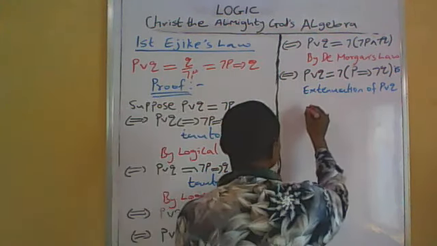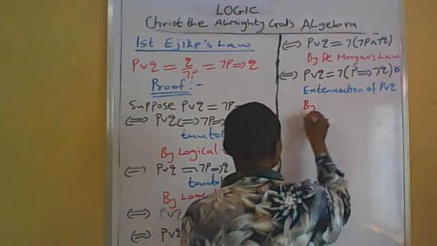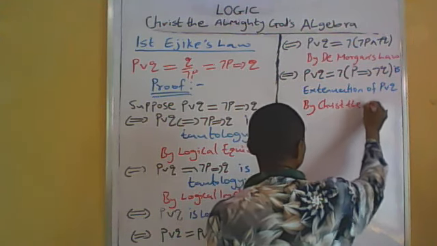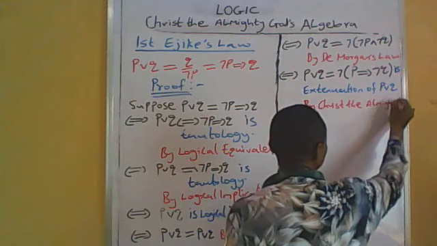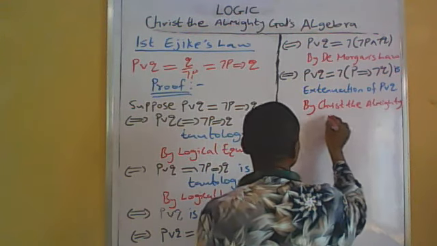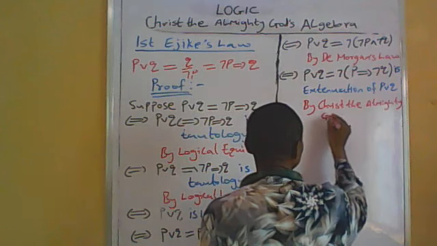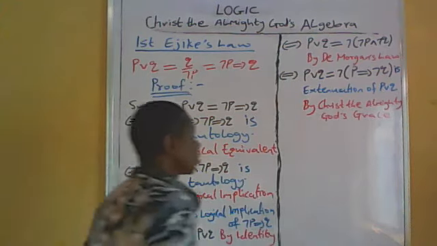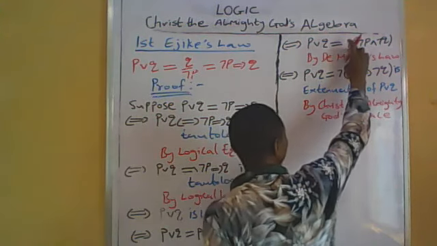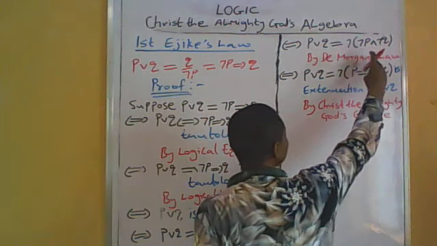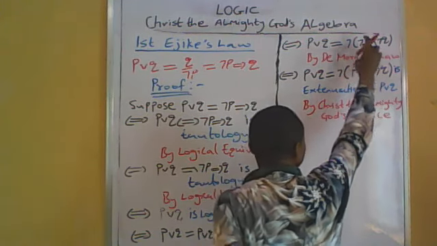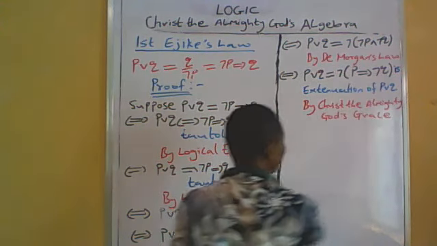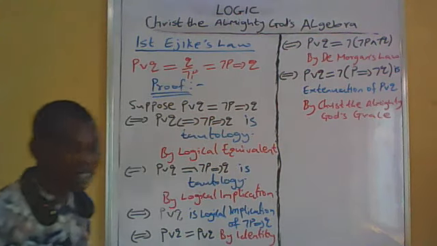Being justified by Christ the Almighty, God's grace. Because this not bracket, not P and not Q is grace, because this is a facet of this. That means not bracket P implies not Q. That's why it is called grace.